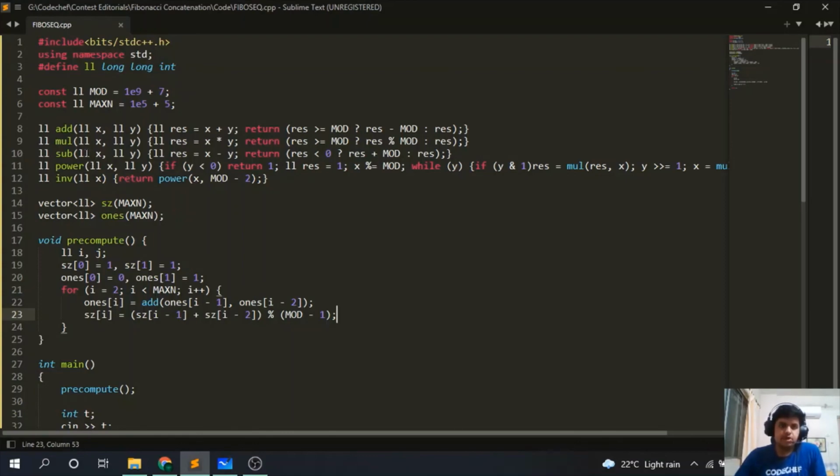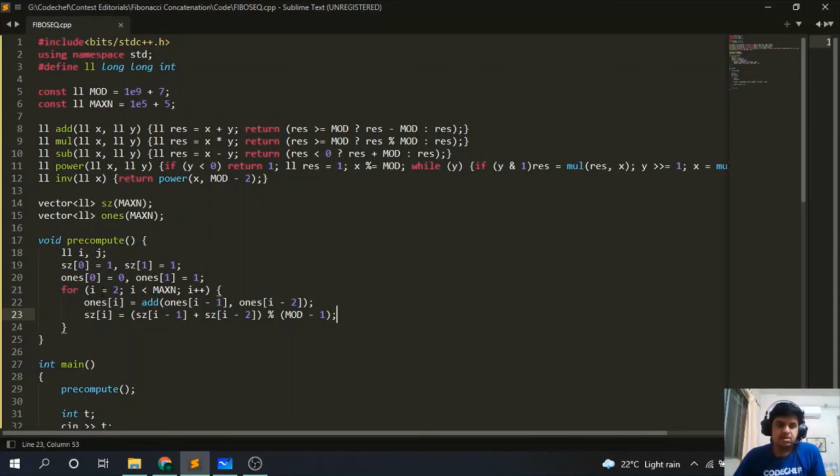Addition with modulo, multiplication with modulo, power modulo. These are the two vectors, one is SZ and one is ones that we discussed. So ones will be storing the count of ones for that particular number, and SZ will be the length of that binary string. So first we'll initialize that SZ of 0 should be 1 because 0 has size 1 and 1 also has size 1, whereas the number of ones in 0 is 0 and the number of ones in 1 is 1.